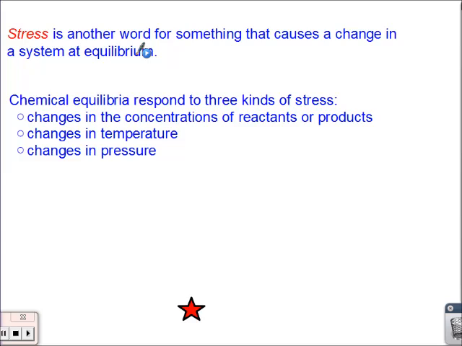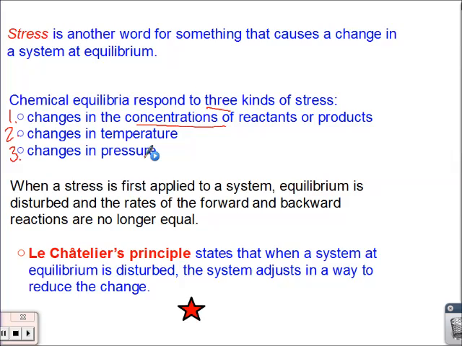And chemical equilibrium will respond to three kinds of stresses. One is change in the concentration. A second one is change in temperature, and a third type of stress is change in pressure of the system. All of those create stress on the system. They'll affect the rates of the forward or the reverse reaction so that they are no longer equal at that point in time until the system reaches a new equilibrium.